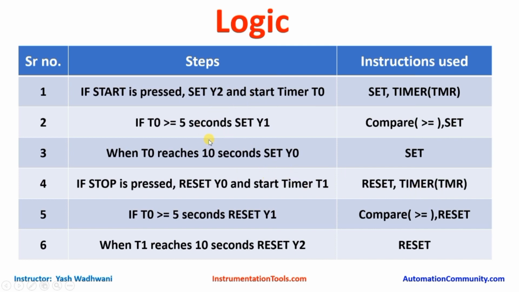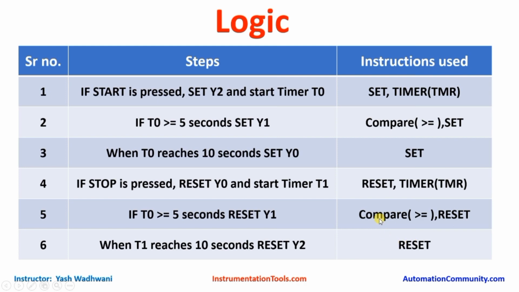Now as we have used 10 seconds for the T0 timer, similarly here we will use 10 seconds for the T1 timer. So it will start its timing. When the timing reaches 5 seconds, it will reset my Y1, which is my grinder. Again for this I have used compare and reset instruction, and when my T1 timer reaches 10 seconds, it will also reset my output conveyor Y2. For this I have simply used the reset command.